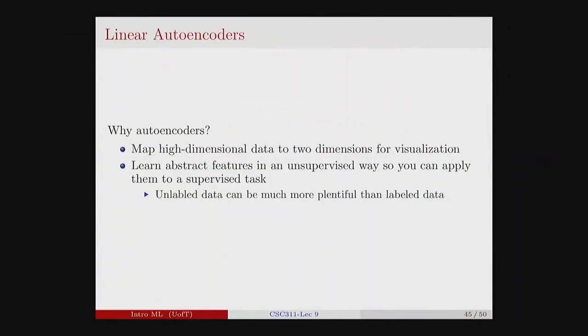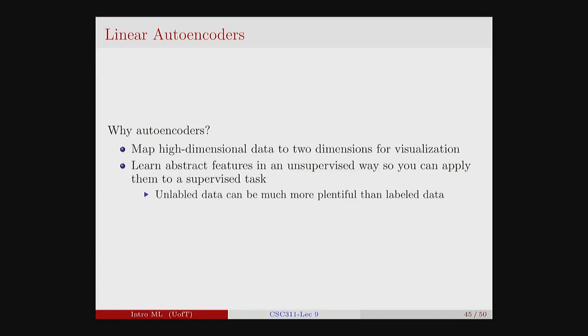So why do this at all? One reason might be visualization again. You want to learn nonlinear mechanisms to map from high-dimensional data onto low-dimensional representations. And the second is to learn abstract features in an unsupervised way so you can then apply them to a downstream supervised task.